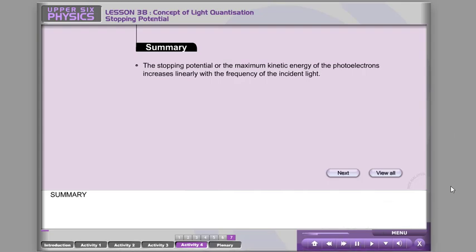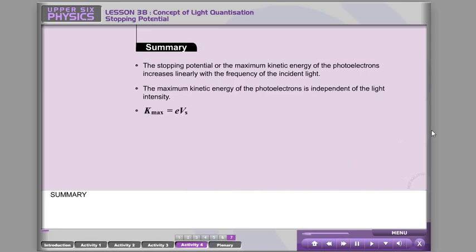Summary. The stopping potential or the maximum kinetic energy of the photoelectrons increases linearly with the frequency of the incident light. The maximum kinetic energy of the photoelectrons is independent of the light intensity. K maximum equals eVs.